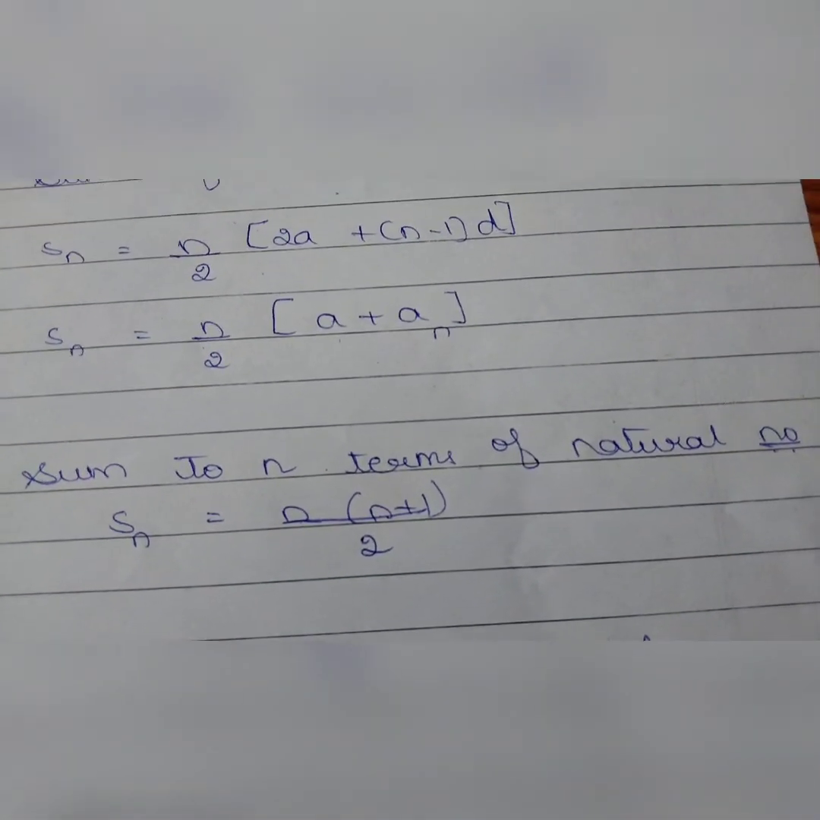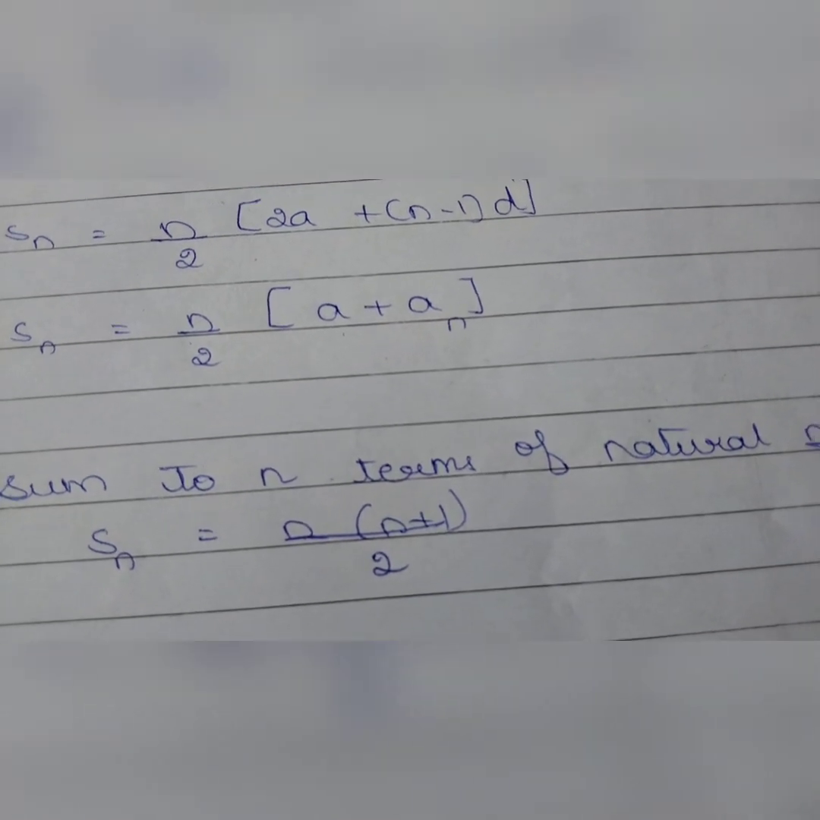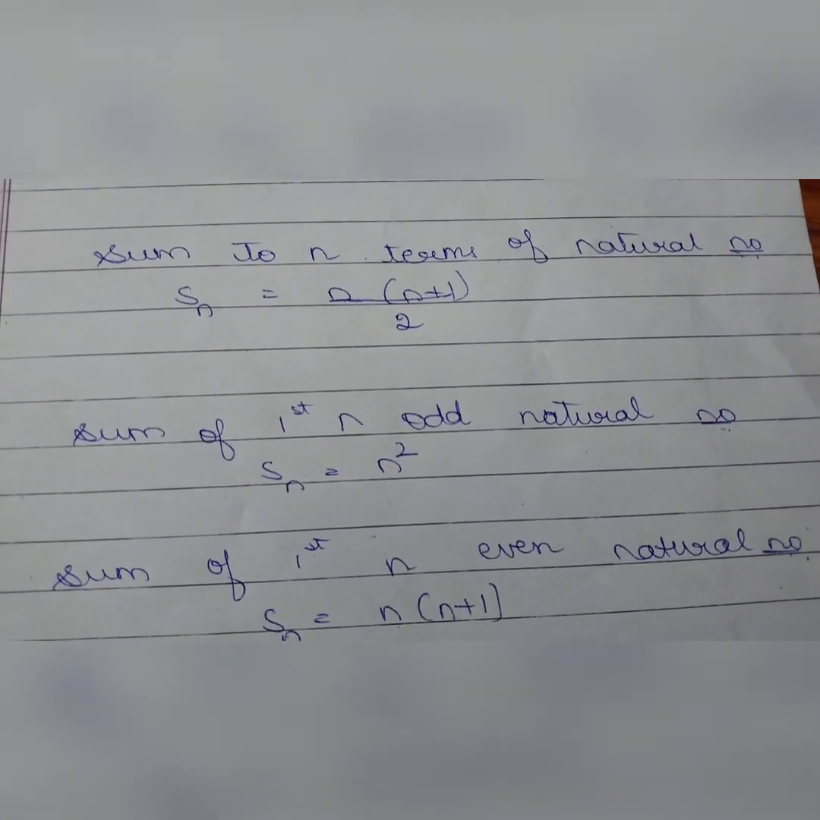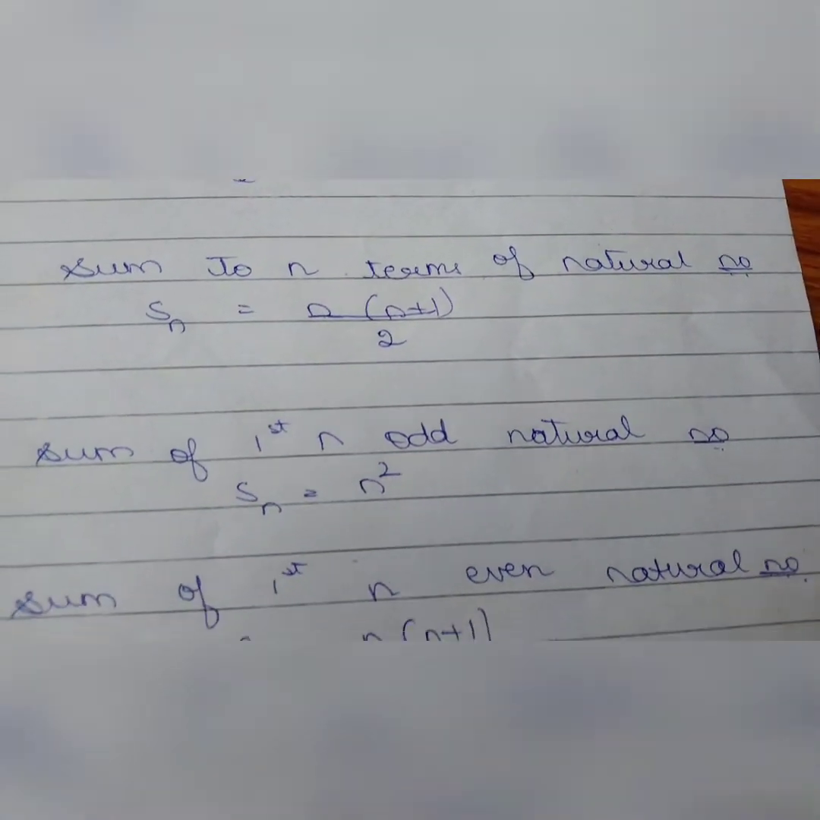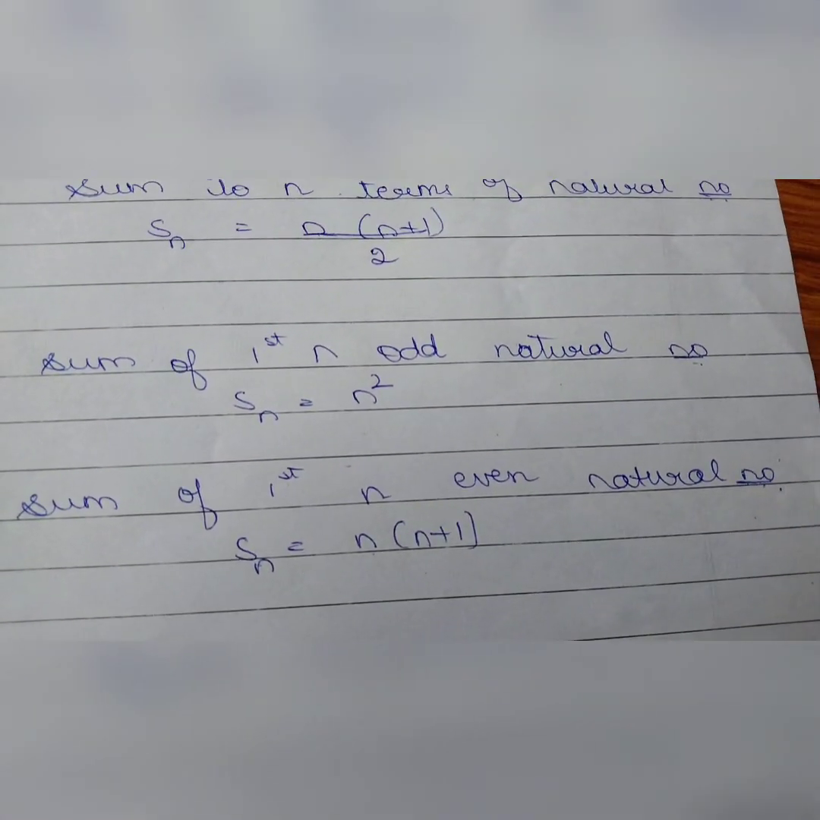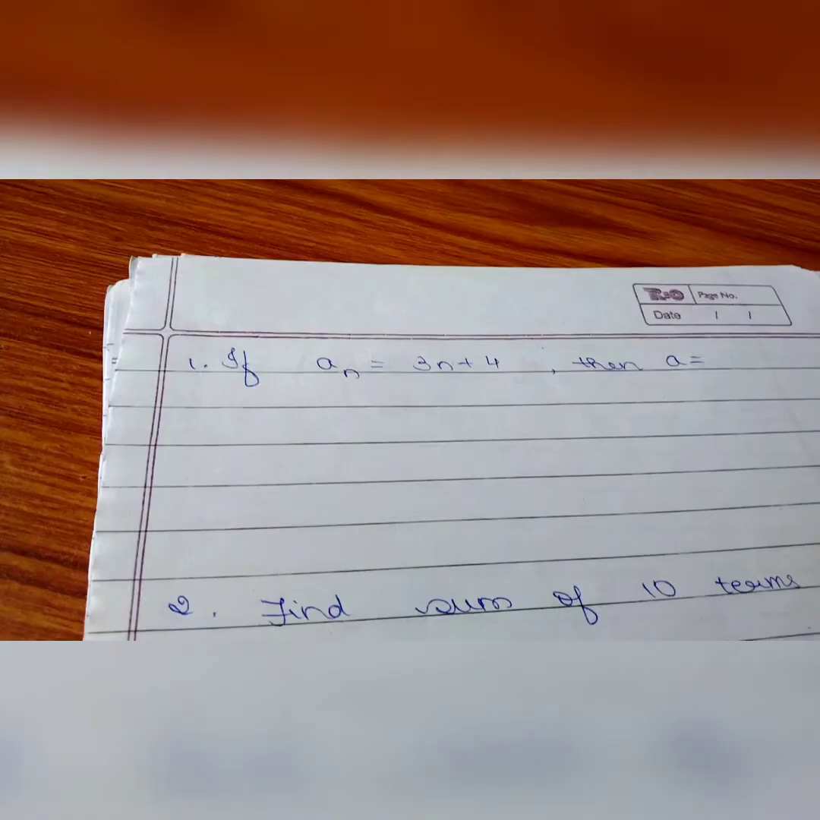Sum to n terms of natural numbers: Sn equals n into (n plus 1) by 2. Sum of first n odd natural numbers: Sn equals n square. Sum of first n even natural numbers: Sn equals n into (n plus 1).